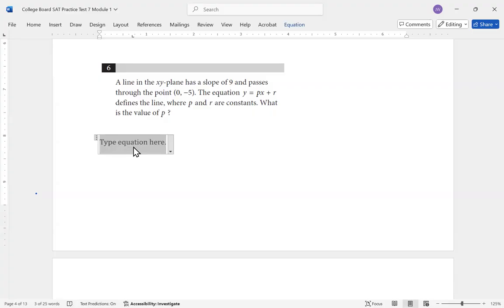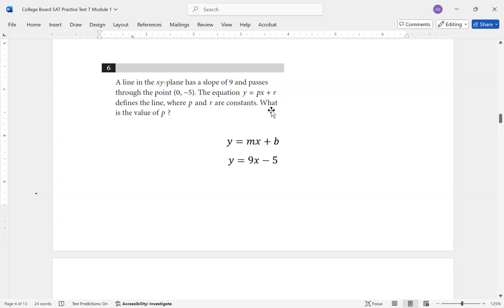Now, when I see something like this, I think of slope-intercept form. Slope is 9, so we get y equals mx plus b. That's our normal slope-intercept form. Here it says the slope is 9. And since it goes through the point (0, -5), b is -5. So we'd say y equals 9x minus 5 is the equation of that line. But we're using p and r instead of m and b.